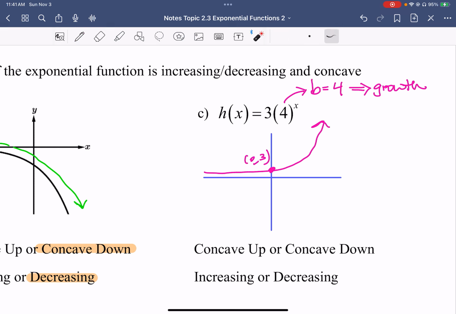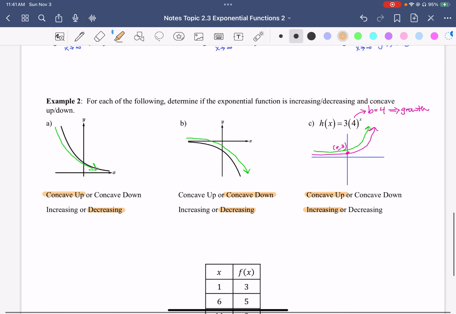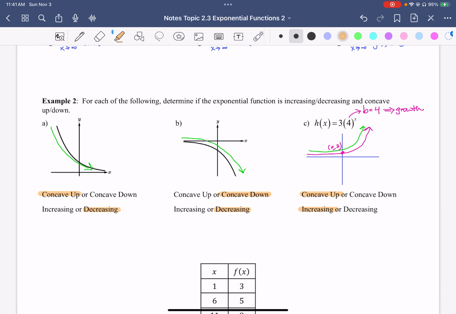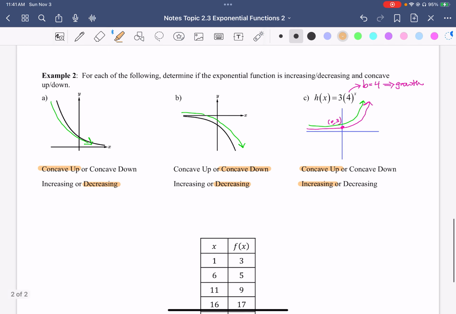Okay, so notice if I were to finish this, it would look like a smile. So this one is concave up. And if I were to trace this one, I would have to go upwards. So this graph is increasing. Okay, so that's a little review of unit 1.1. And we're going to keep doing concavity and increasing or decreasing. So it's a good thing that we learned it already.